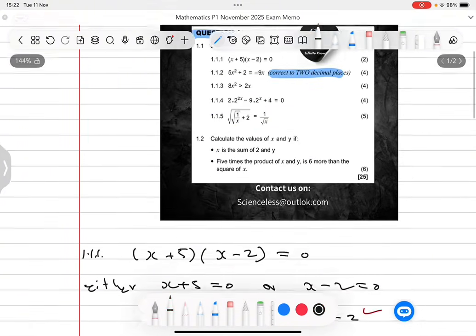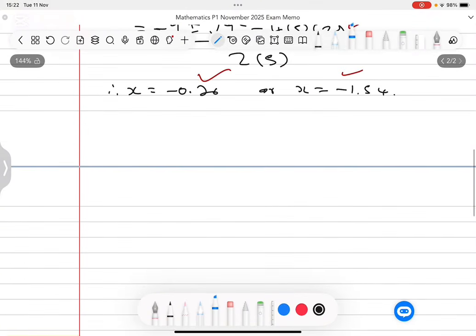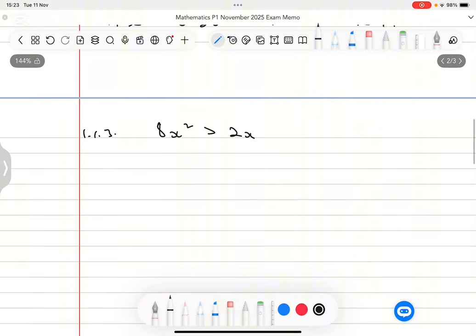Now we go on to the next question, which is 1.1.3, where we are given the inequality: 8x squared is greater than 2x. So on 1.1.3, we have 8x squared being greater than 2x. Here, what one can do is see that the 8 and the 2 are related. 2 is a factor of 8, it can go into 8. So I can divide by 2 since it is divisible into both the 2 and the 8. So here the 2 would cancel.